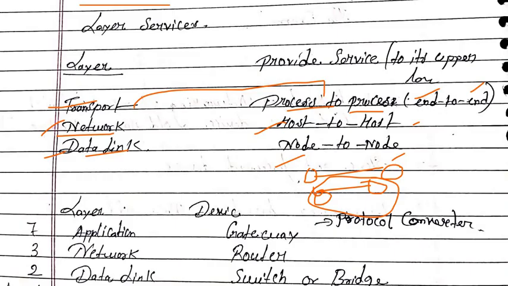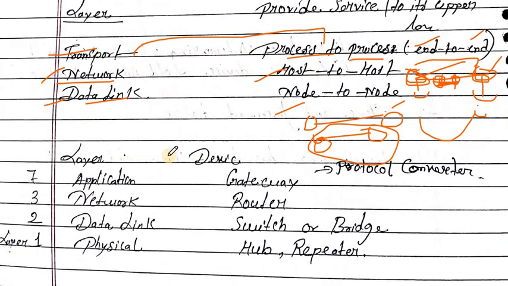The network layer provides host to host communication. Host to host means one host is your local machine and the other is the server, from user to server. The transport layer provides end to end, meaning there is a process here and a process on the server, so process to process. The nodes are the intermediate routers between the two hosts, so the data link layer provides node to node.